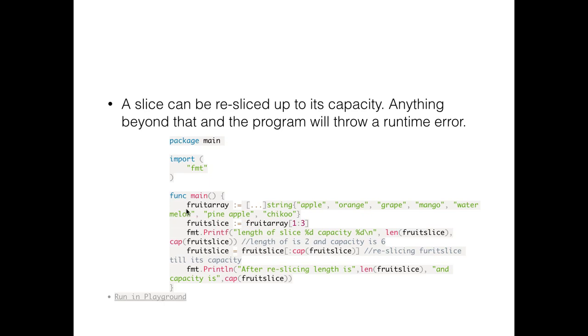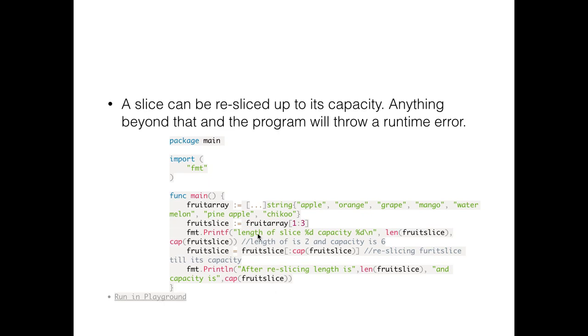So if we have a look at the main function, we have the same fruit array and then the fruit slice, and then we are printing the values of the length and capacity of the fruit slice, and then we are reslicing the fruit slice up to its capacity. So we have fruit slice equals fruit slice, all elements till the capacity of fruit slice. So reslicing fruit slice till its capacity, and then we are printing it again, the slice length and the capacity of the fruit slice.